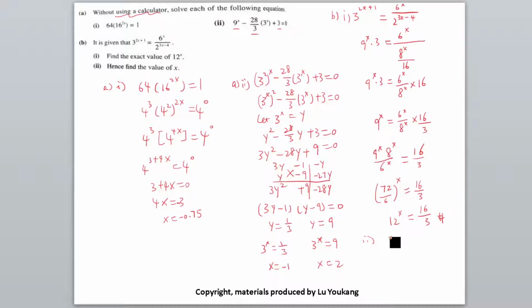Now let's come to part 2. We are asked to find the value of x. So you log both sides, and then after that you can bring down the power. Therefore you get x equals log 16 over 3 over log 12. So take out your calculator and you should get 0.674 to 3 significant figures.